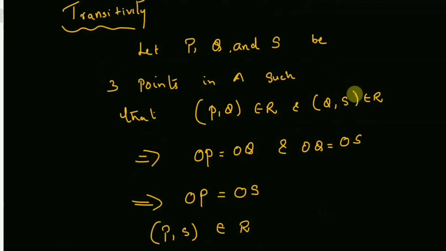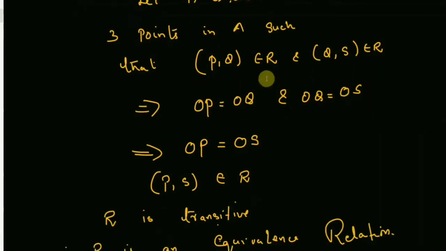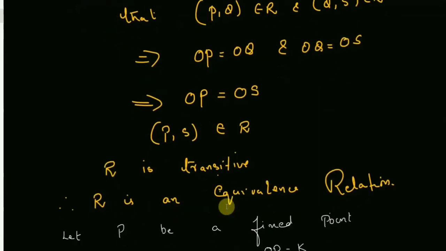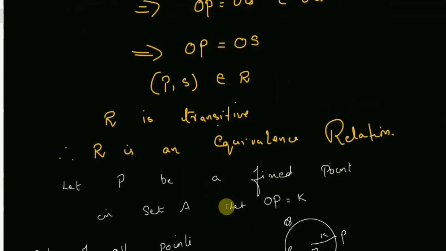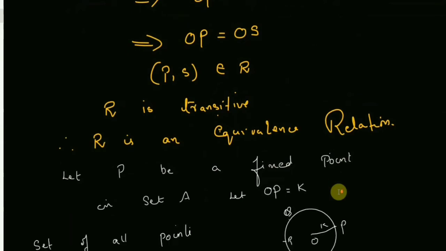We know that to prove transitive, we have to prove that if (P, Q) belongs to R and (Q, S) belongs to R, then (P, S) belongs to R. So we have proved that (P, S) belongs to R. So R is transitive. So R is reflexive, symmetric and transitive. Therefore R is an equivalence relation.